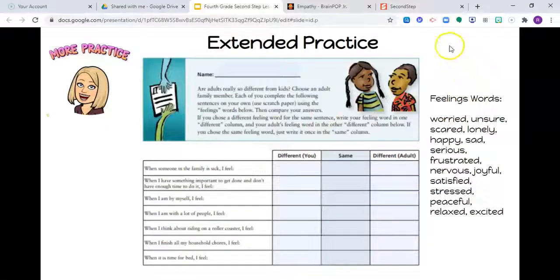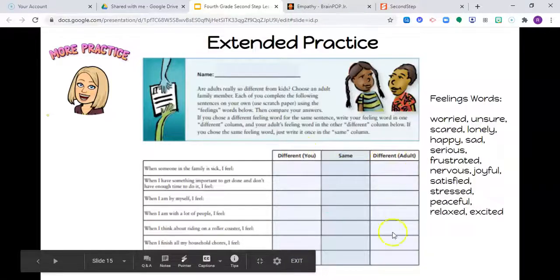This is an exercise you can do at home. You and an adult can do this. You can write your answers here, and the adult can answer their questions there, and then you can mark if the feelings are the same or not. So this is an activity that you can do at home with your family.